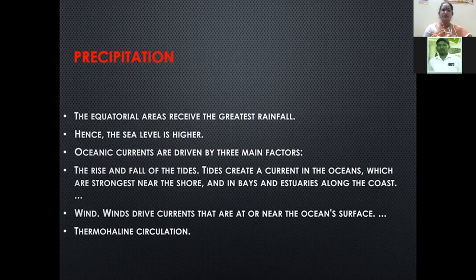Ocean currents are driven by three main factors. What are they? The rise and fall of the tides. The tides will be rising and falling, and tides create a current in the oceans which is strongest near the shore and in bays and estuaries along the coast. So they are very strong near the shores, near the bays, and along the coast. Next comes winds.